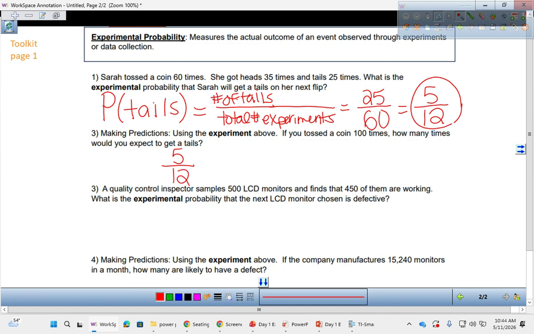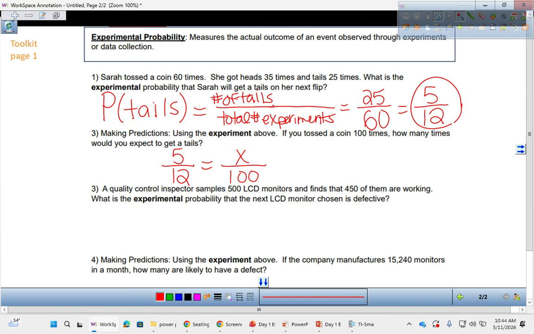and I'm going to set a proportion with this new number of experiments. So before, she did 60 experiments, and the 60 was in the bottom. Now I'm saying, what's going to happen if she does 100 experiments? So that 100 is going to be in the bottom. 100 is the total coin tosses. I want to figure out what this number is. Hypothetically, it's 50 out of 100, but I want to use her data, so I'm going to use the 5/12, and I'm going to put this as an X.